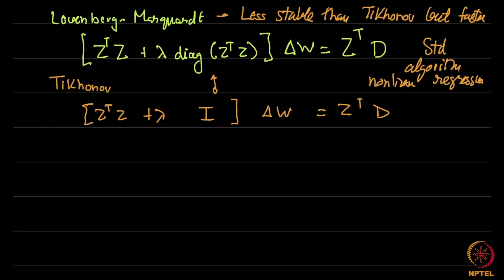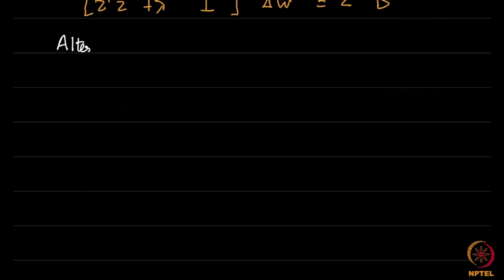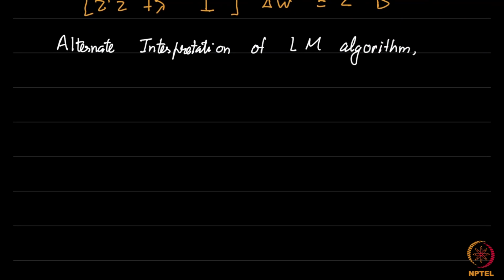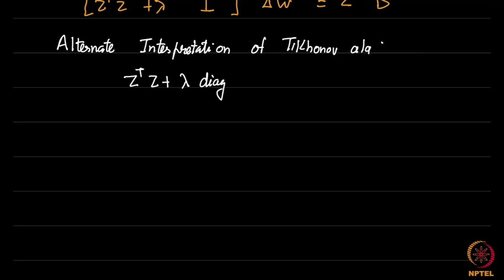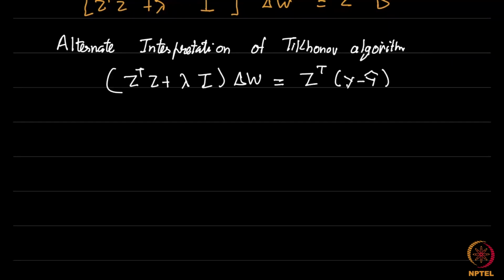Now I want to give you an alternate interpretation. As I said, there are multiple interpretations of both these algorithms. So the alternate interpretation of the LM algorithm, it's like this. Okay. So suppose I again look at this Z transpose Z plus lambda times diagonal. Or actually, let me give an alternate interpretation of the Tikhonov algorithm itself, because it's a little bit easier to see there. Okay. So lambda times I times delta W equal to Z transpose D. Okay. And instead of calling it Z transpose D, I'm going to call it Z transpose Y minus Y hat.